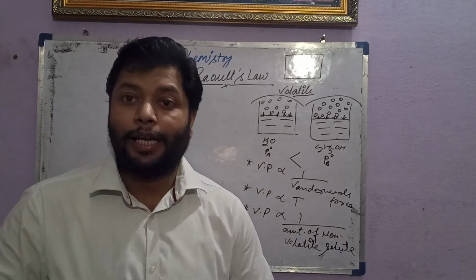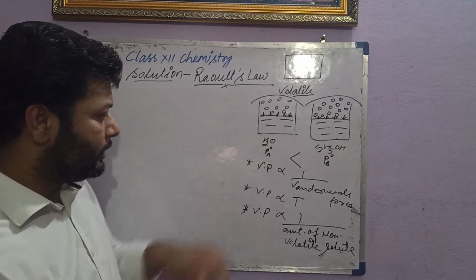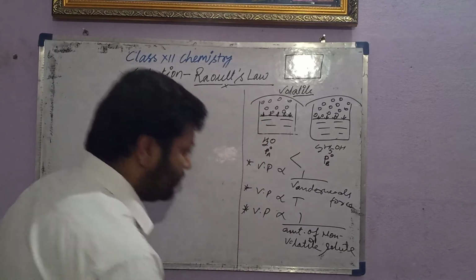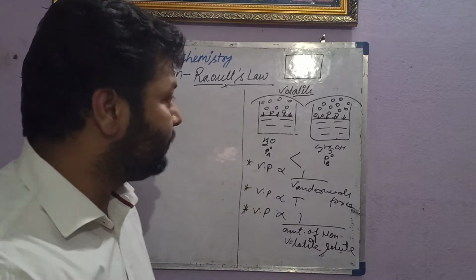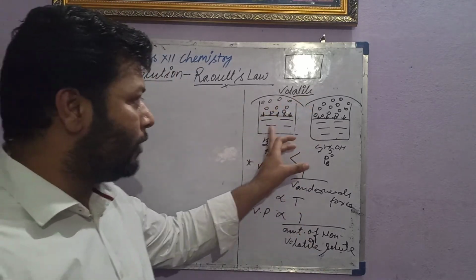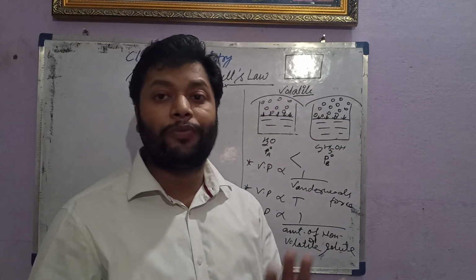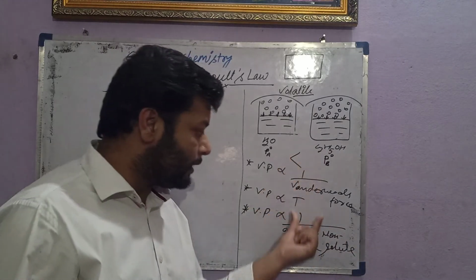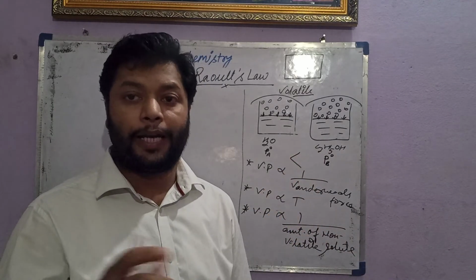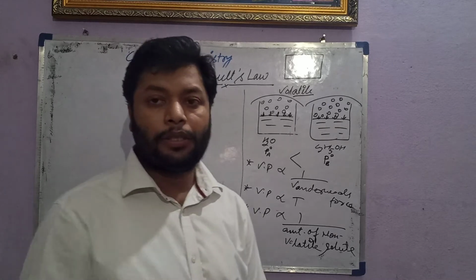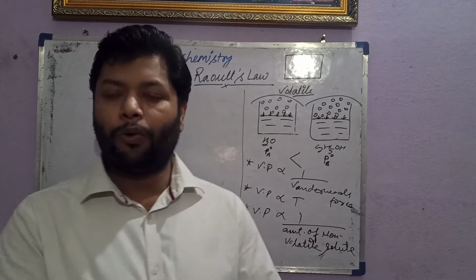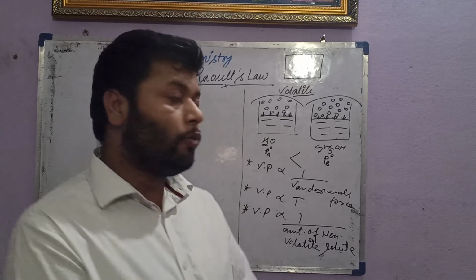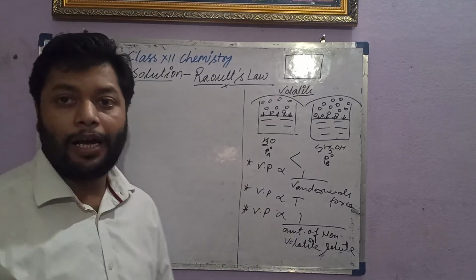So students, this is the first basic concept to learn about Raoult's law. What is the meaning of volatile? How does evaporation affect two different liquids? What are the different factors that affect the rate of evaporation and the vapor pressure of any given liquid? Now we are able to learn the meaning of Raoult's law.